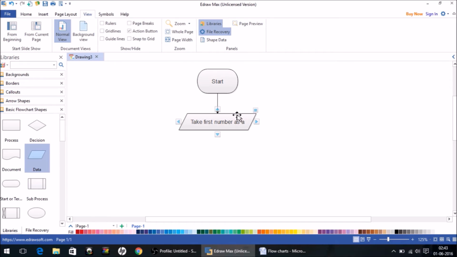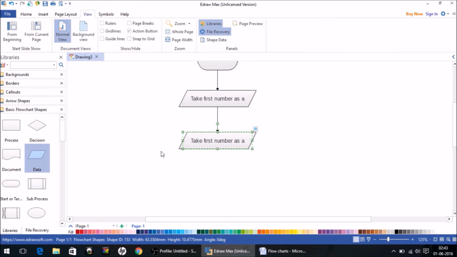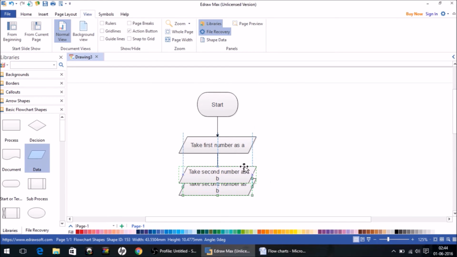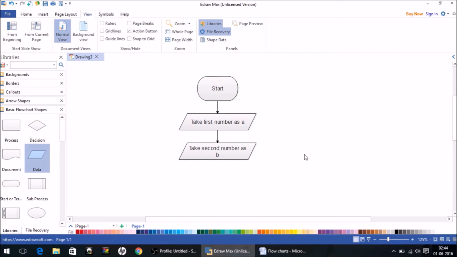Now the next step is again an input, so we'll simply take another parallelogram here, or let me just copy it like this, and here I will write take second number as B. So far the steps are clear. Let me adjust this a little bit. Let it be like this.